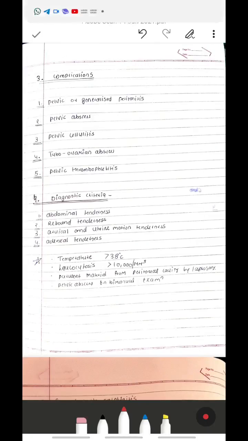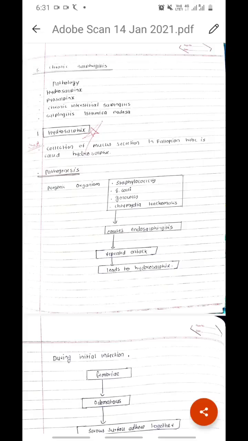And after that, there will be some kind of temperature increase of more than 38 degrees Celsius, and leukocytosis will be present. Okay, complications and diagnostic criteria. So as we have discussed acute salpingitis, we come to chronic salpingitis. In chronic salpingitis, we are going to discuss pathology, hydrosalpinx, pyosalpinx, chronic interstitial salpingitis, and salpingitis ischemica nodosa. Okay, so first we start with hydrosalpinx.